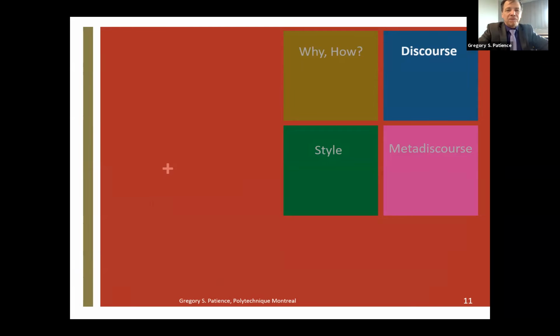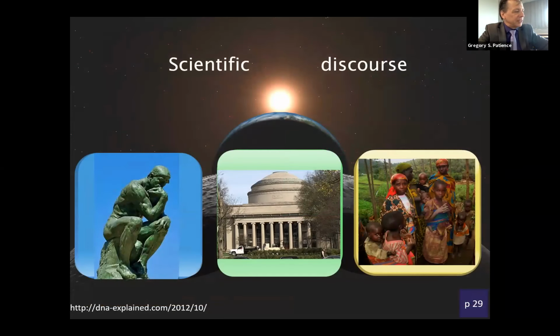Okay. So now we're going to talk about discourse, and this is something that we ignore sometimes. Here are the Aristotelian images of discourse. So we have Rodin, the thinker, penseur. You have MIT, and then you have a picture I took in Burundi of the pygmies of Burundi. So in terms of Aristotelian discourse, the thinker, of course, is logos. MIT is ethos. And then, of course, here with the pygmies is pathos.